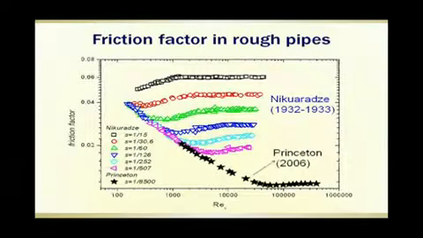Take a look at experimental data of friction factor in pipes roughened with different sand grains. The colored symbols were measured by Nikuradse nearly 80 years ago, and the dark stars are from the Princeton Superpipe. The question is, what's the difference between rough pipe and smooth pipe? Can we give a full description for all of this data?